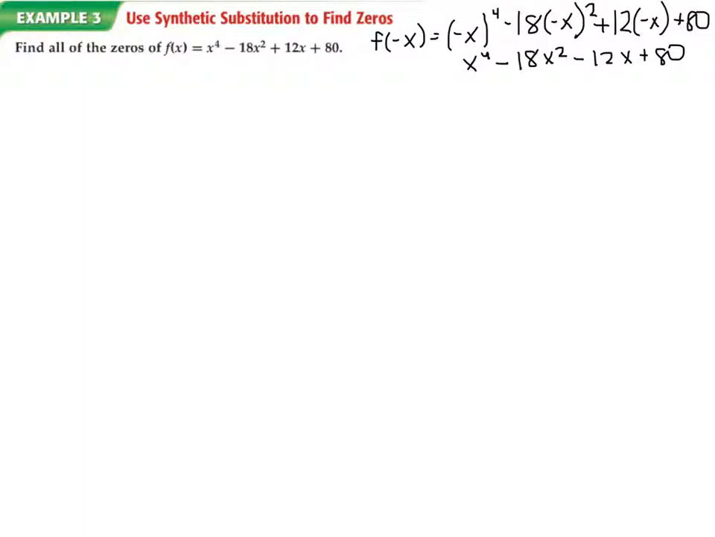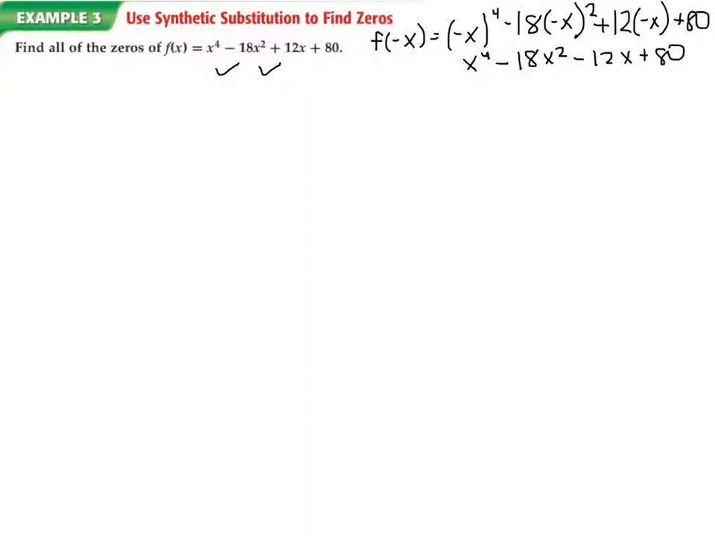So the first thing we're going to do is determine the total number of zeros. Since f of x has the biggest degree of x to the 4th, we know that the function is going to have 4 zeros. Now we want to do the same thing we did in the last example and look at the number of sign changes. In f of x, to get from positive x to the 4th to negative 18x squared, there's a sign change. To get from negative 18x squared to positive 12x, there's a sign change. So there are 2 sign changes here.